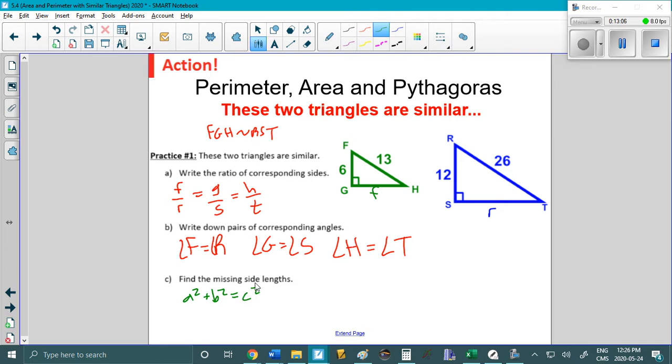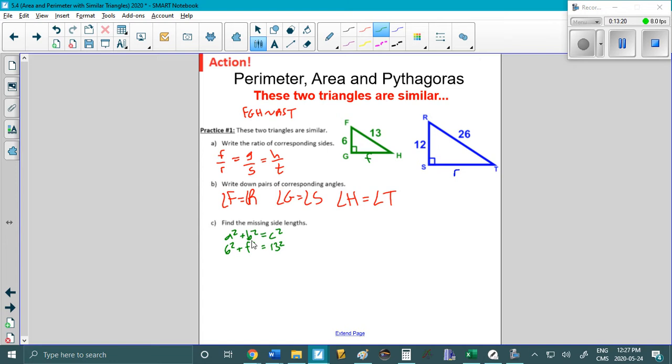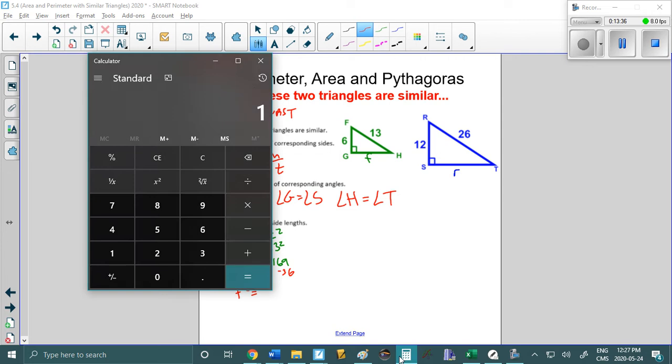Remember, c is the hypotenuse. So let's plug in here. a is going to be 6. So 6 squared plus f squared equals 13 squared. Now we solve for f. So 36 plus f squared equals 169. We subtract 36 from both sides. And f squared equals 169 minus 36, which is 133.